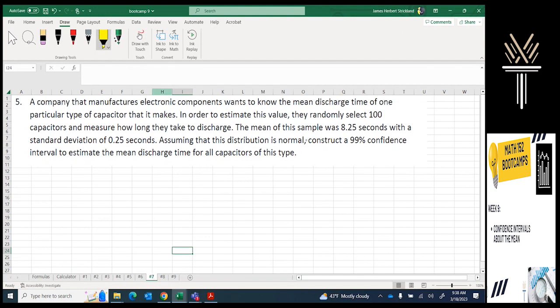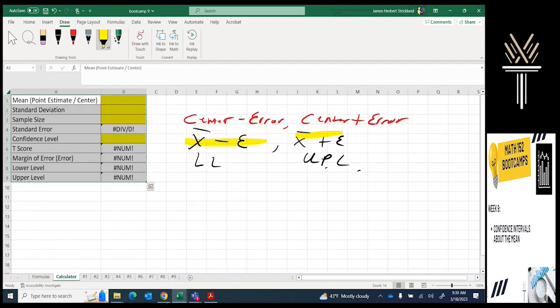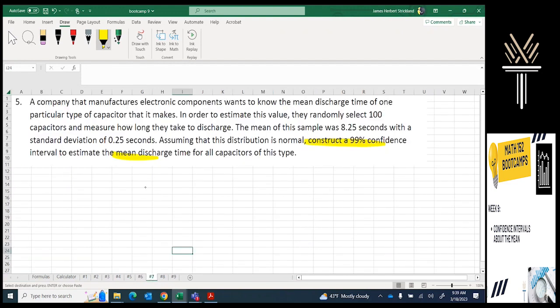Reading bottom to top, we already know what to do. We know to go grab that calculator. We're going to copy it, jump into the problem, and paste it.